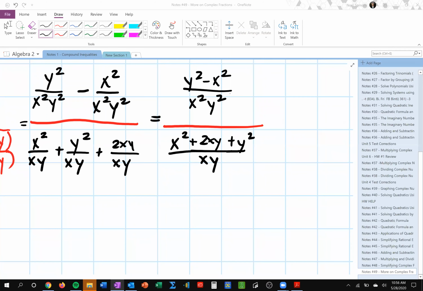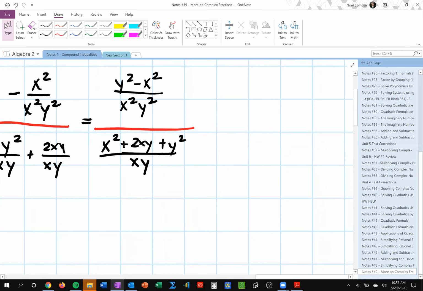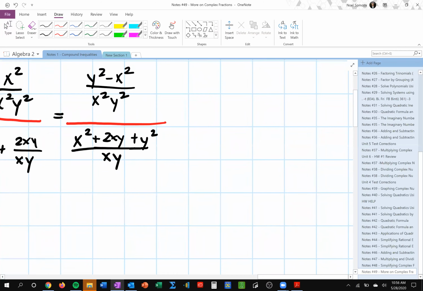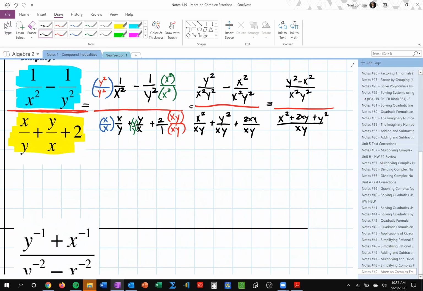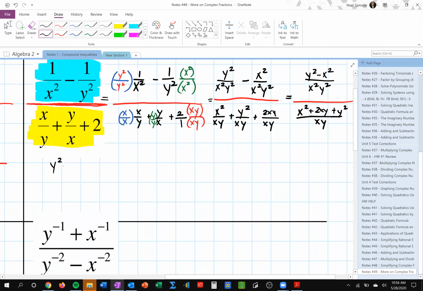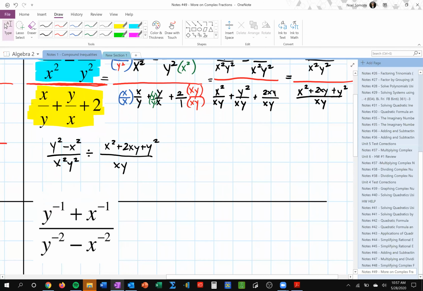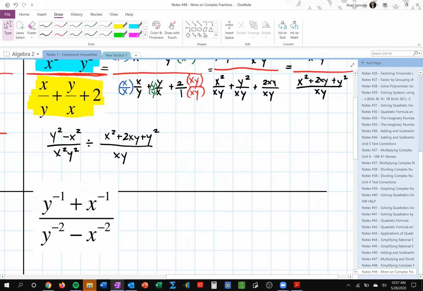All right, so now let's go ahead and rewrite this as a division, so that we can then do keep, change, flip. Okay, so here's what I want to do. Let's go back down here. I'm going to write this as y squared minus x squared over x squared y squared divided by x squared plus 2xy plus y squared over xy. All right, so now we're ready to do a keep, change, flip.